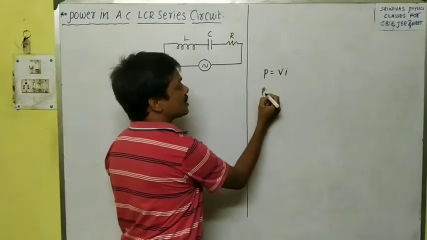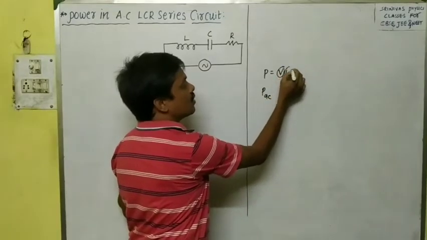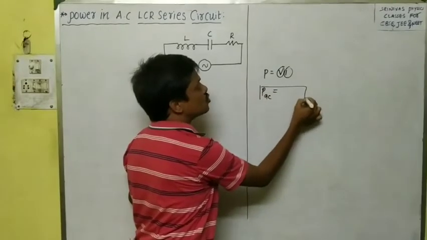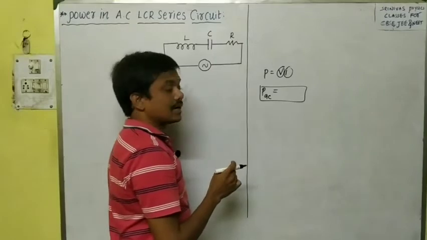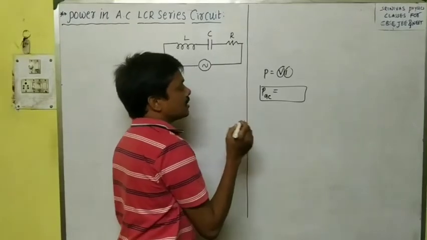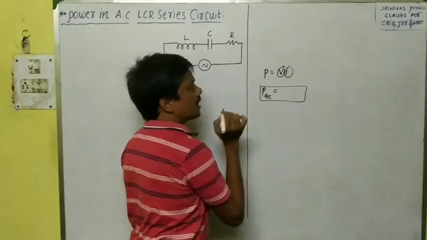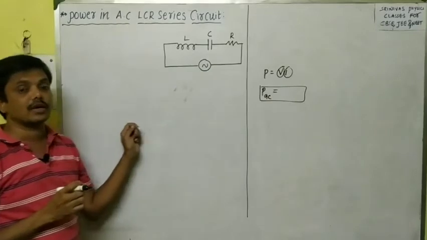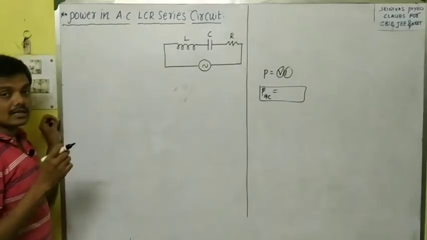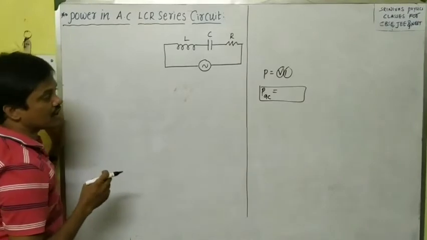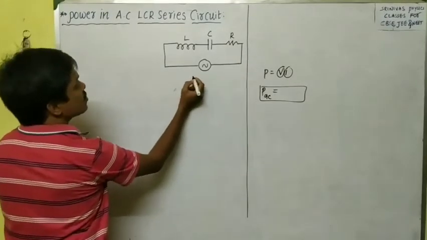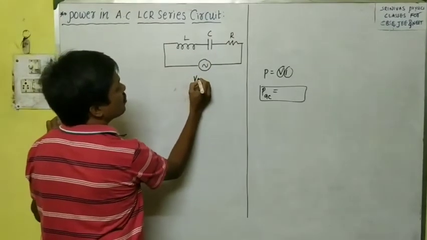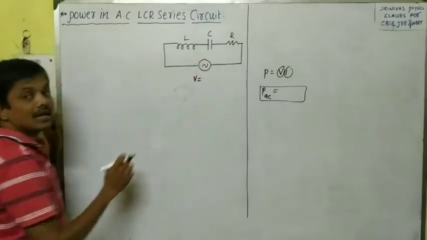But in AC circuit, the voltage and current values vary with time. Then how can we calculate the power consumed in a certain circuit in a certain time? For that, we have to use another formula, right? And there is a method to calculate the average power consumed in a certain circuit. For that purpose, first we apply an AC source to the LCR circuit. Then I want to find out the average power consumed in the LCR circuit.